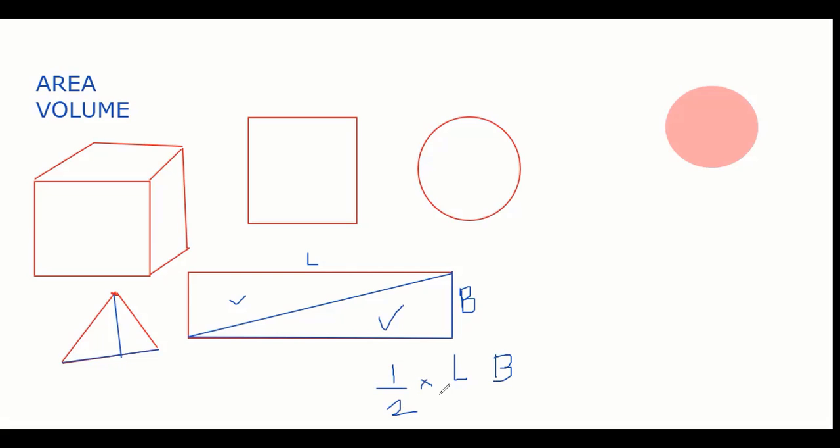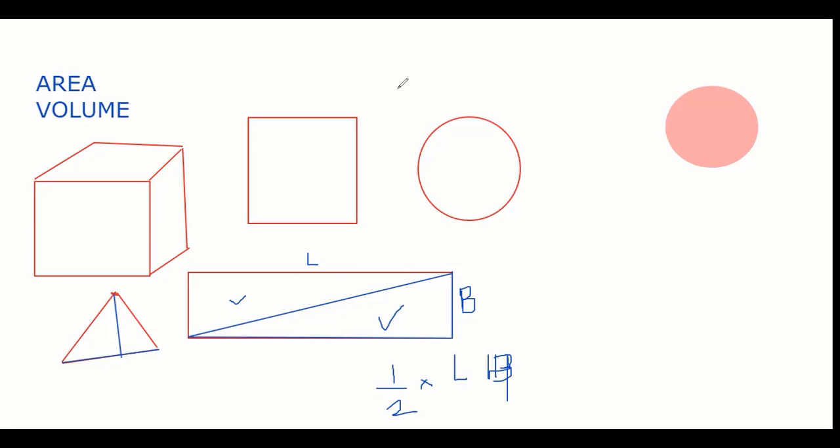See, this is my rectangle. The area of the rectangle is length into breadth. I put a line like this, so we divided it into two halves. The area of this triangle will be half of LB, and the area of the above triangle is also half of LB. So the area of a triangle is half of length into breadth, or instead of breadth we can assume it's a height. It's our choice, only two dimensions, length and height.